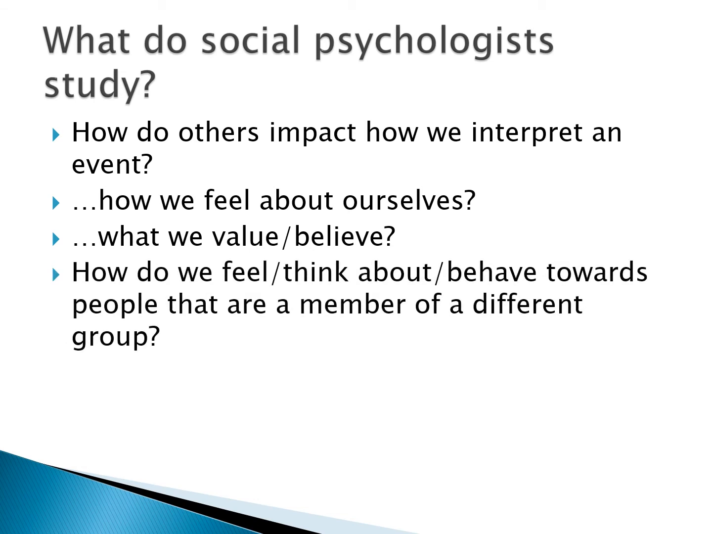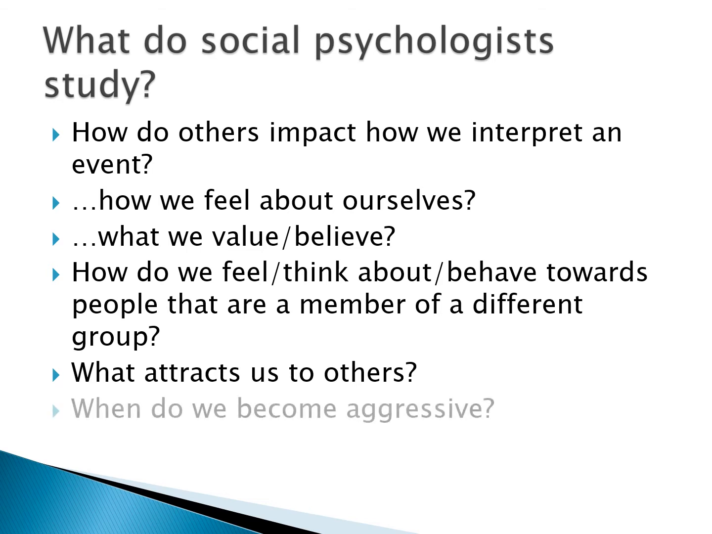One of the things that social psychologists study is how people feel, think about, and behave toward people who are members of a different group. So how we interact with people across lines of difference. We also study attraction and aggression. So when are we drawn to people? When do we become aggressive and why?